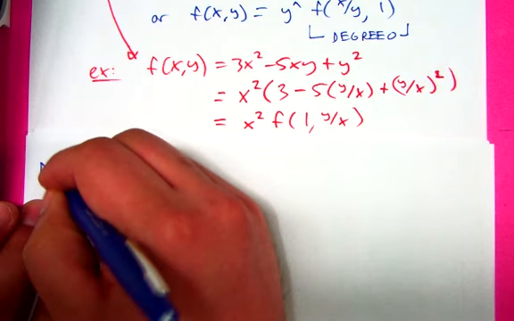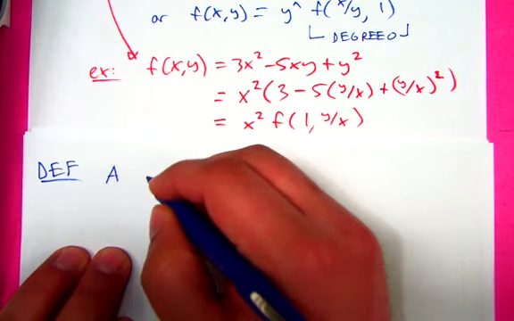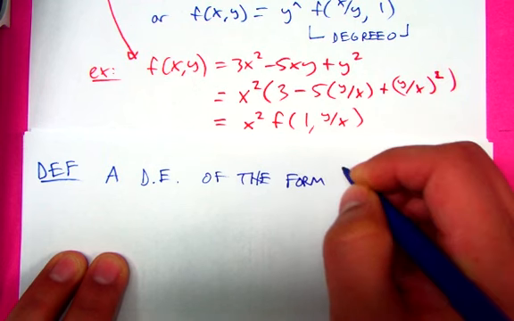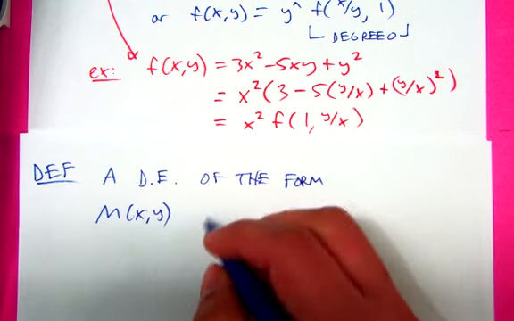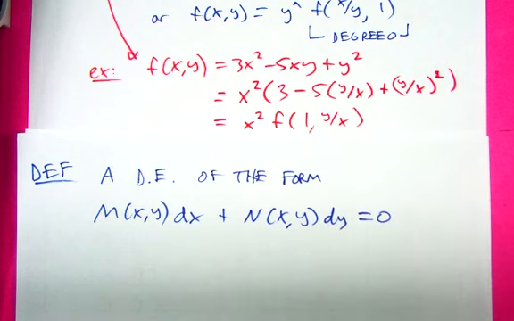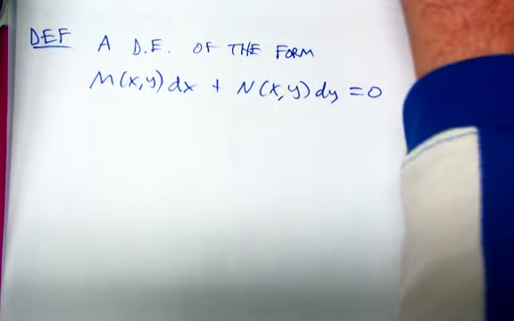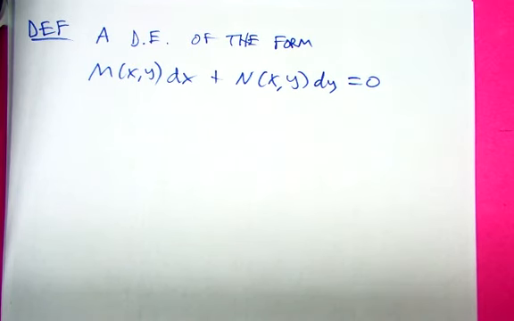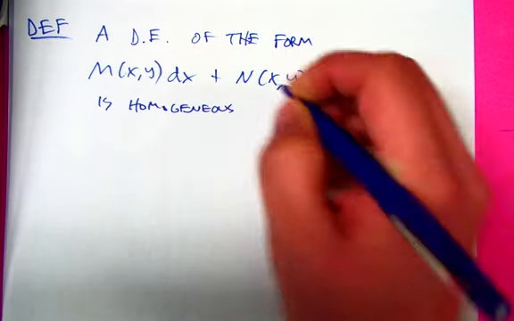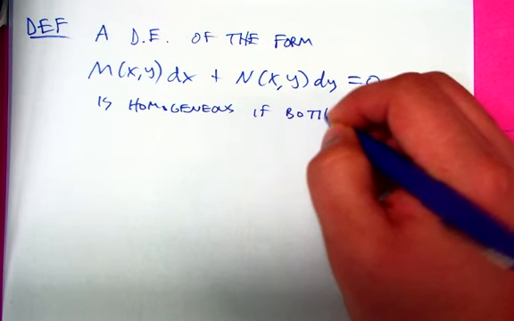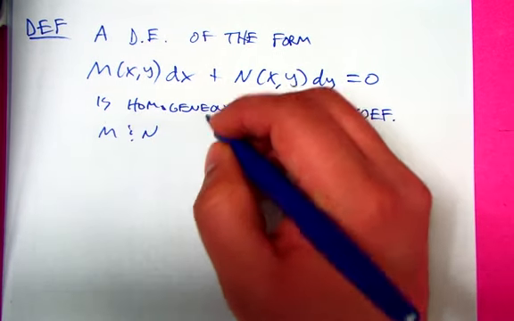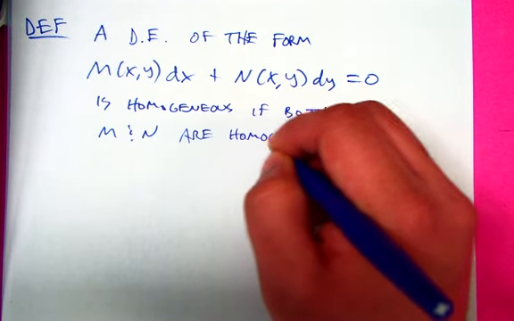Okay, so here's the definition for it. A differential equation of the form m of xy dx plus n of xy dy equals 0 is homogeneous if both coefficients m and n are homogeneous functions.